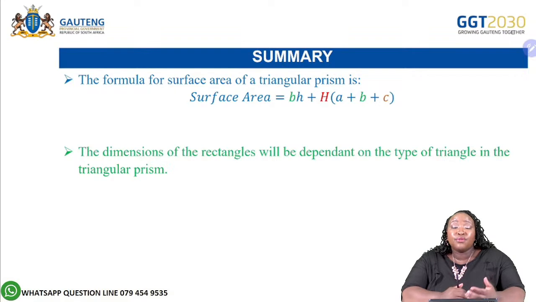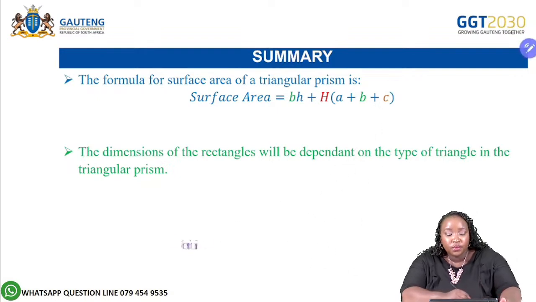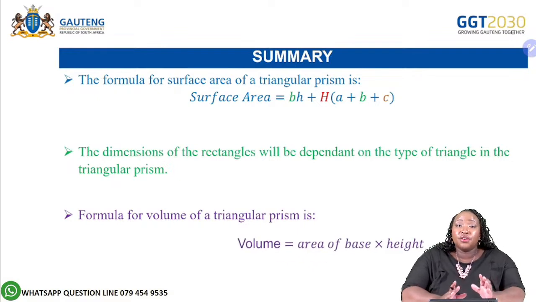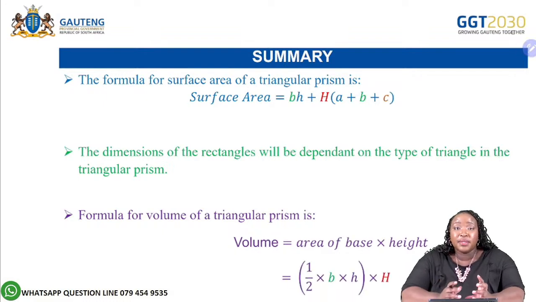because it will give you an idea whether you have three congruent rectangles, two congruent rectangles, or none of the rectangles have the same dimensions. Okay, right? And then the formula for volume, in general, what we say is the volume of a prism is going to be given by the area of the base multiplied by the height, right? So you always use half base times height for a triangle, then multiplied by the distance between the two triangles.